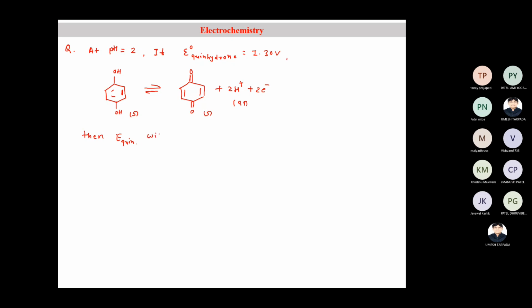Like, this is the question. The options are: A, 1.36; B, 1.30; C, 1.42; D, 1.20.